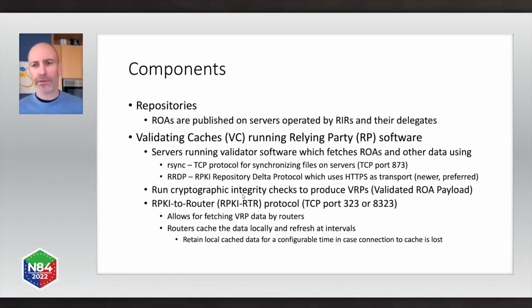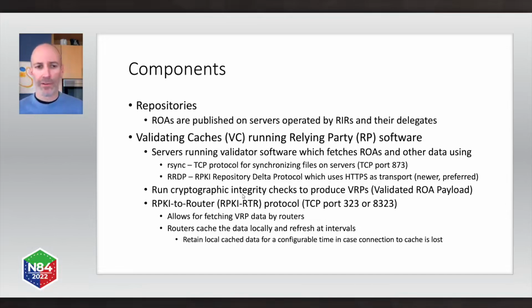The ROAs basically are published on servers that are operated by the regional internet registries and their delegates. Then there's the validating cache servers, which are running relying party software, so-called RP software. The validator software fetches the ROAs and other data using a couple of different methods: rsync, which is a TCP protocol for synchronizing files on servers that goes over TCP 873, or RRDP, which is a slightly newer protocol that's specifically designed for use in RPKI.